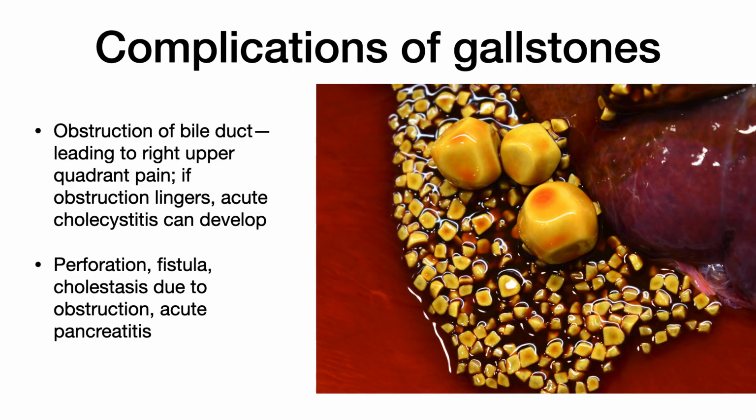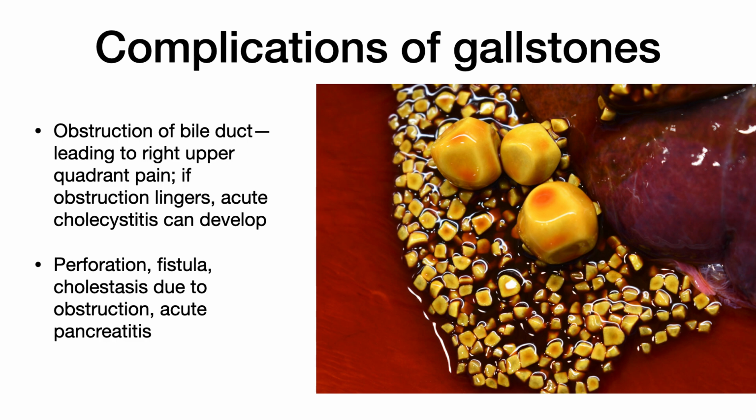You can get a fistula. Once you get a stone in the bladder, you get inflammation. It's possible to get a connection between the cystic duct and the duodenum, and then the gallstones can pass there into the small intestine and cause an obstruction. And then obviously we talked about, well, if you're not to lecture, acute pancreatitis.